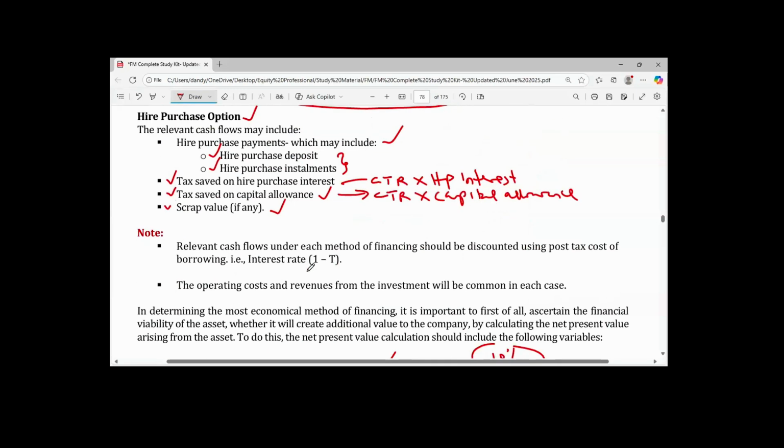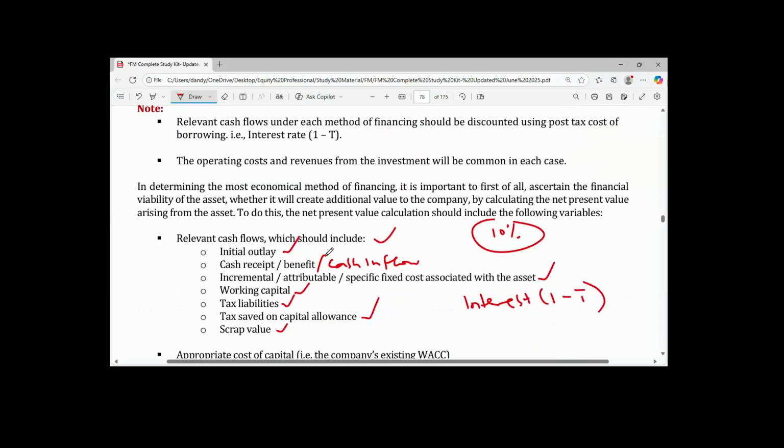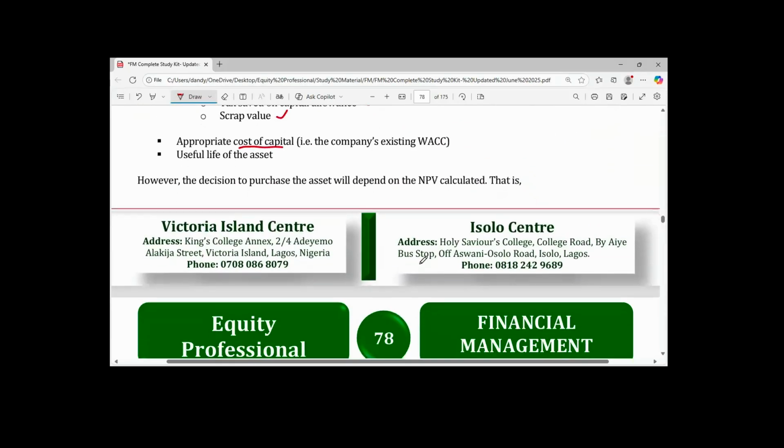Then under hire purchase, you have to memorize all these line items. So when you know this is the starting point, you study this, close your book, then write it down by yourself. Okay, under lease option, these are the line items I need to consider. Under hire purchase, these are the line items. Under outright acquisition, these are the line items. Once you get it correctly, then every other thing is very straightforward.